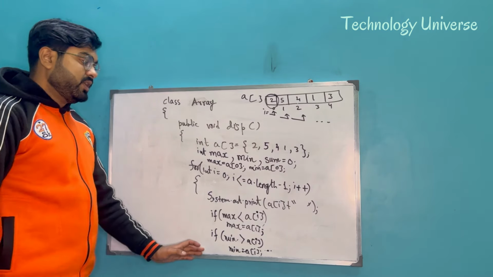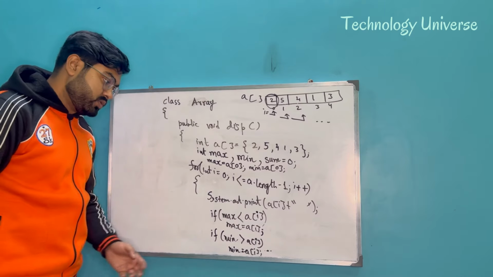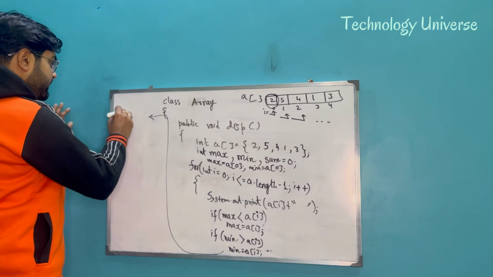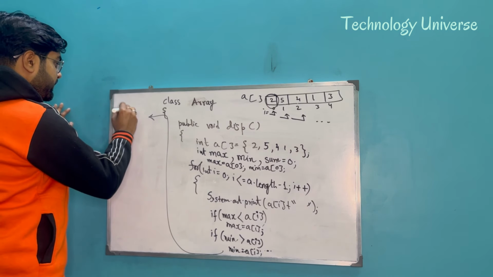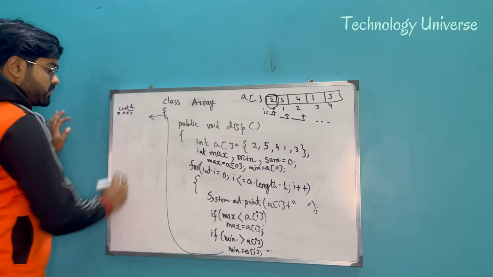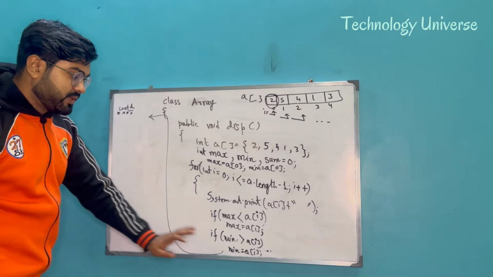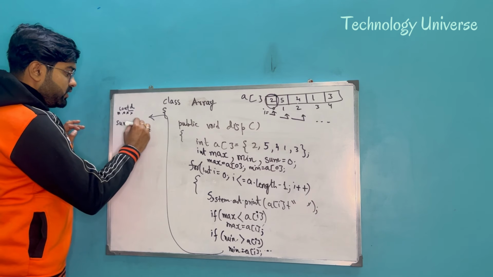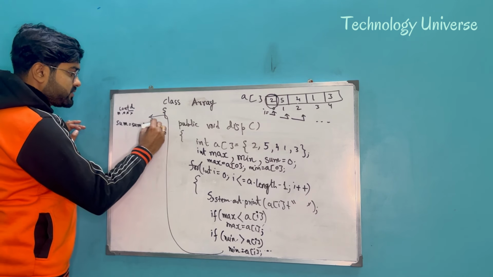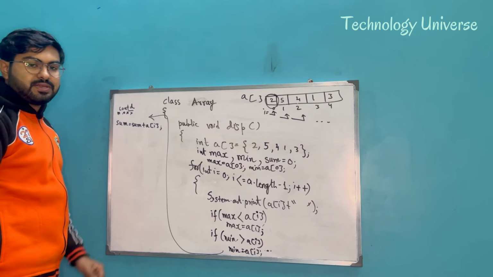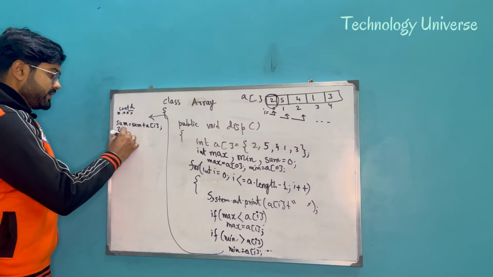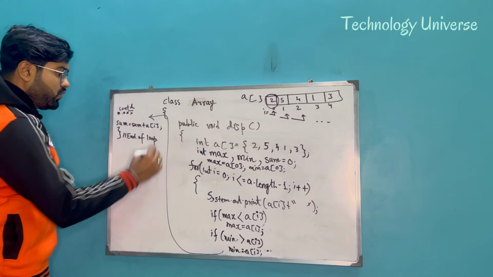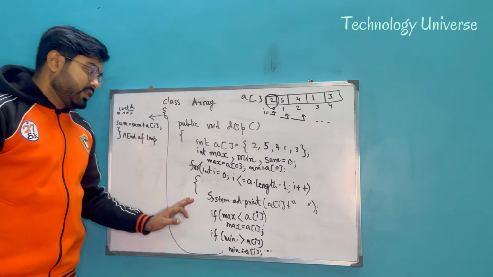Not only that, we have to find the sum also. So after that, I am writing it here, continued. After finding the maximum and the minimum, I would find the sum. They have just asked to find the sum of all the elements. So I am writing sum equals sum plus A of I, and here is the end of the for loop. So what we are doing inside the for loop, we are finding the maximum.